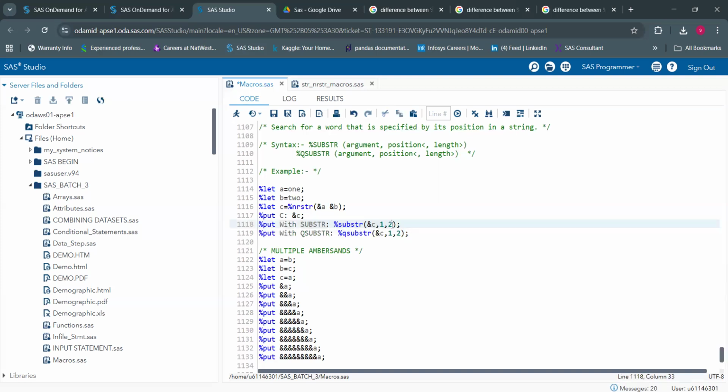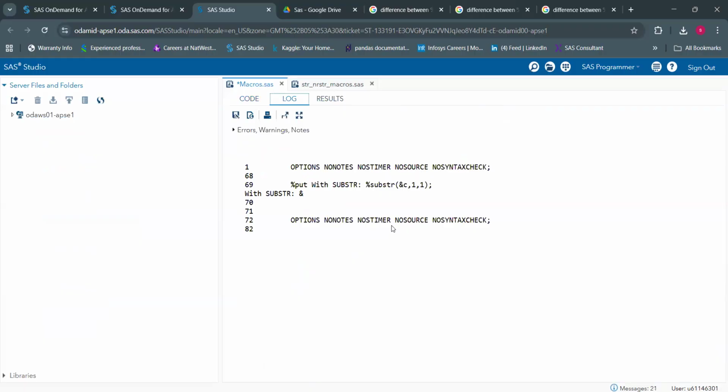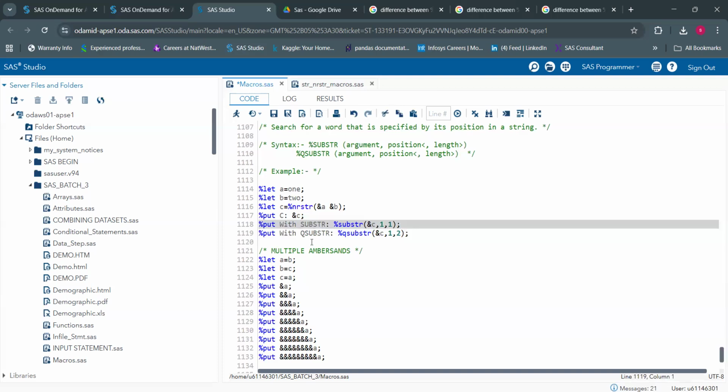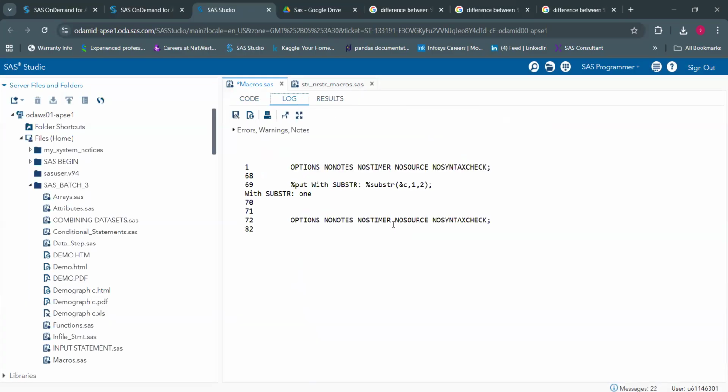So ampersand C here, what is it resolving to? It is one substring, comma one. It is only ampersand. Then 1, 2 means it is considering a second. Let's see why this is happening. If it is 1, 3, what happens? Can you check?